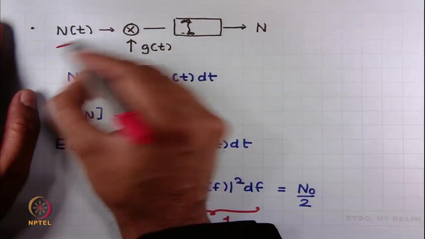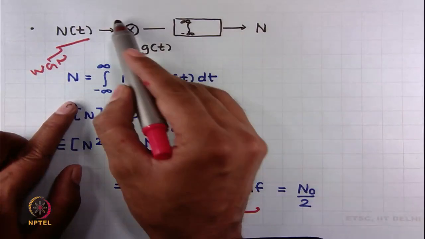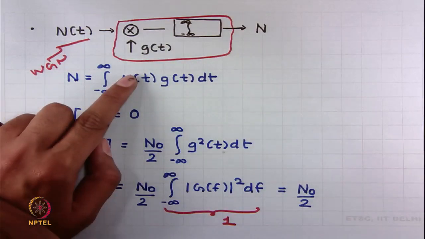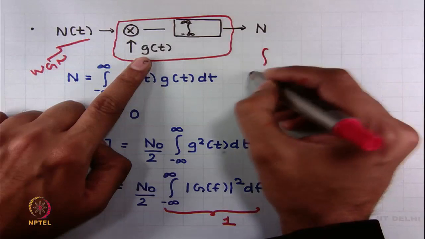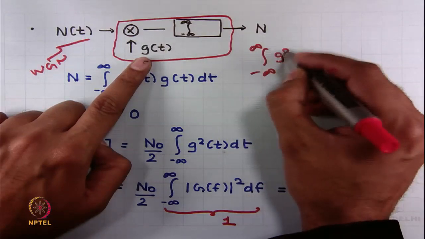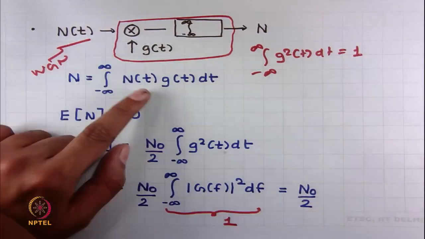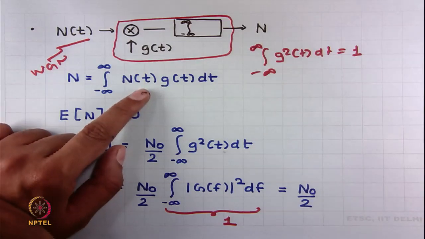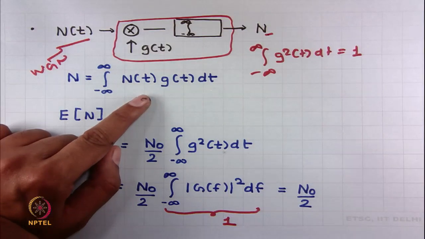Also, what we have seen is if you have a white Gaussian noise at the input of a correlator. This is a correlator structure, and let us assume it is fed with an orthonormal function g(t), which means its energy is 1. If a white Gaussian noise is fed to a correlator, what do we have at the output? We have a random variable, and let us assume that this random variable is n.